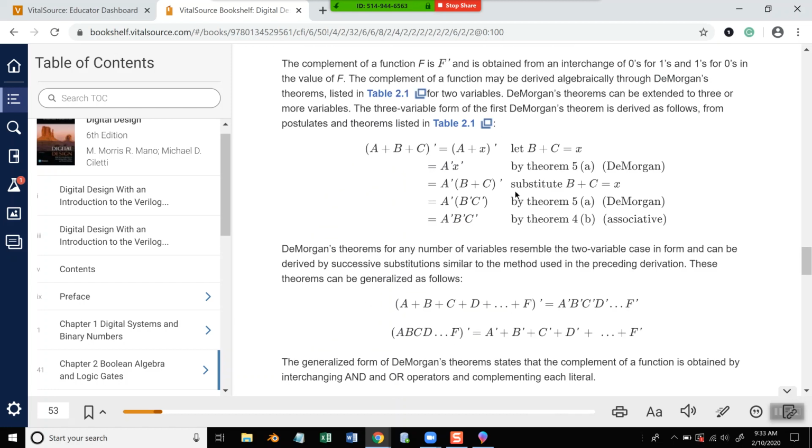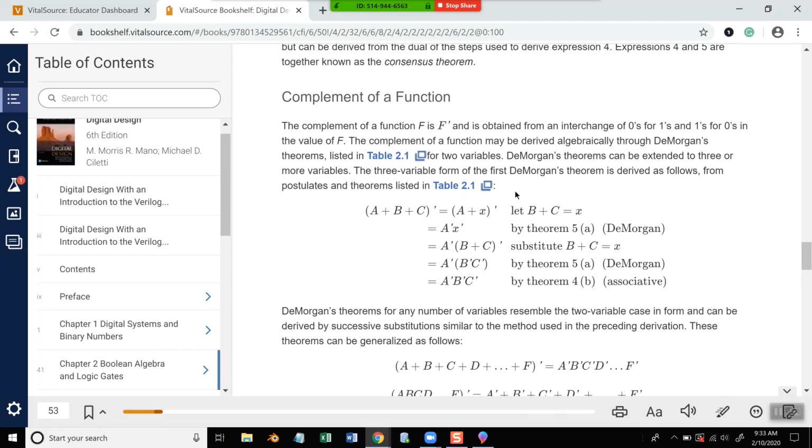Okay. Now, the next thing we're going to talk about is complements of a function. The complement of a function f is f prime, and it's obtained from the interchange of zeros and ones. So very simple when you talk about inverting the value. The complement of a function may be derived algebraically through De Morgan's theorems listed in the table.